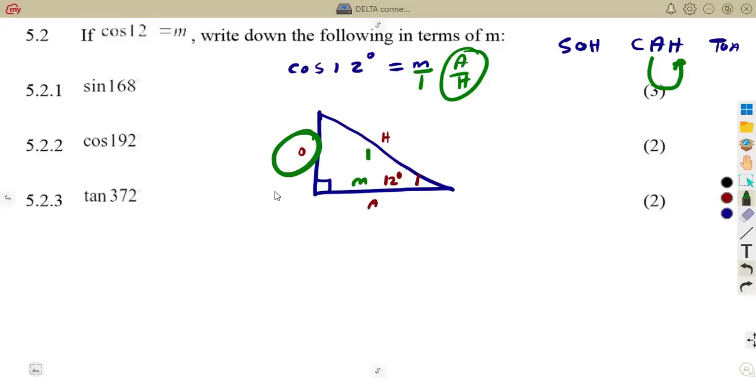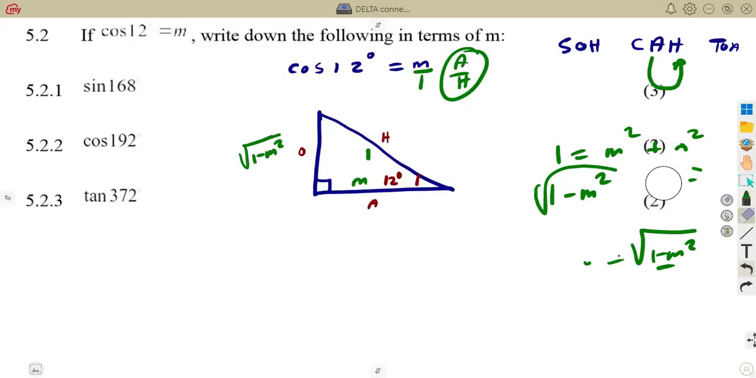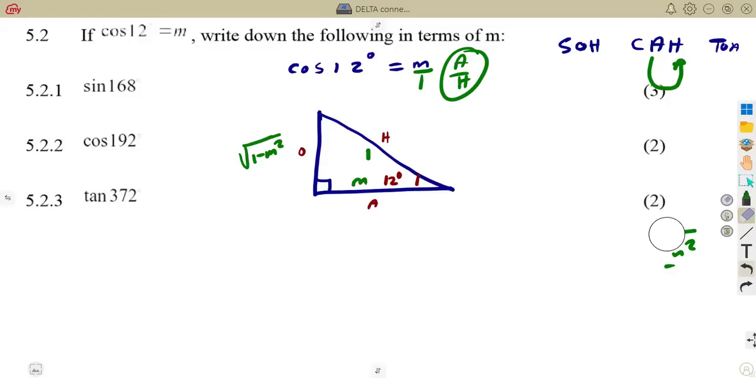So we have to calculate the opposite, guys, just like the previous case, using your Pythagoras theorem again. 1 squared is equal to m squared plus opposite squared. Take this to the side. 1 minus m squared is opposite squared. Square root to square root. So the opposite is the square root of 1 minus m squared, whichever way you're going to use. So fill in your diagram and answer the questions.